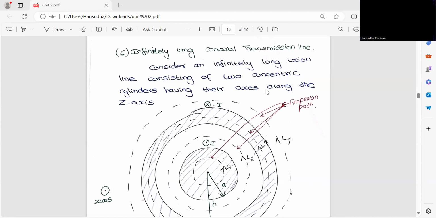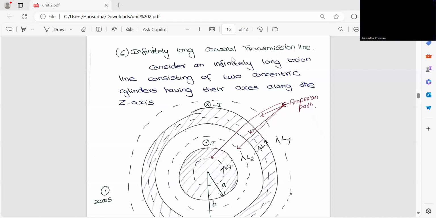What is Ampere's law? Ampere's law is nothing but the closed integral of H dot dl is equal to the enclosed current. That is Ampere's circuit law. Now we'll see the third application of Ampere's circuit law.